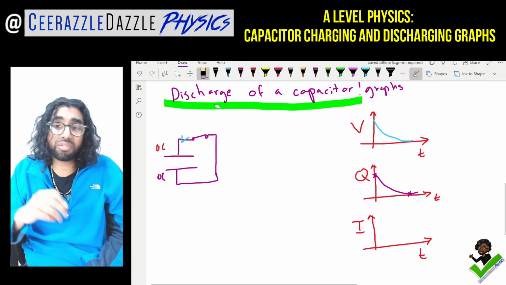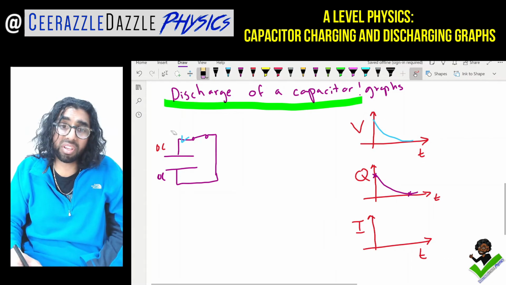Okay, the last graph now is going to be the current against time. So what about current against time? So let's just reset one more time. So there we go. So let's open up our circuit.